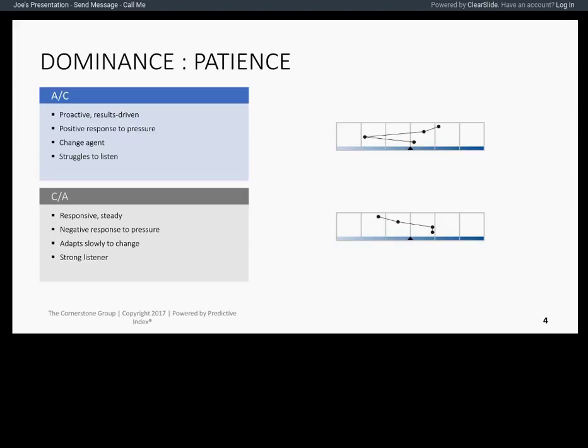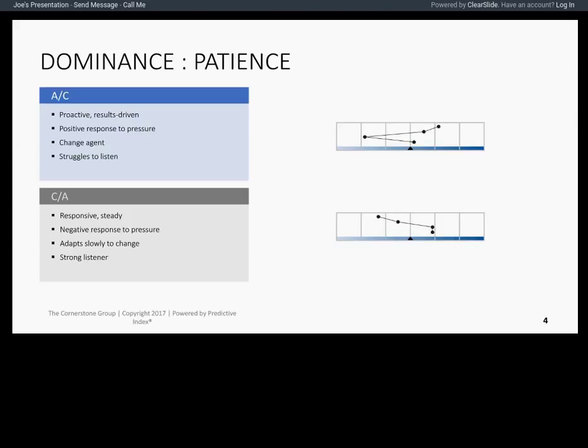They also struggle to listen, and again, this is something key to know. It's not meant to be in a disingenuous fashion. It just happens to be that folks that are high A, low C find it a little harder to focus on one thing for a long period of time, so listening can be a struggle.